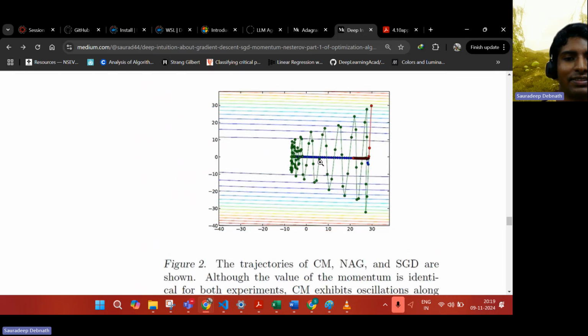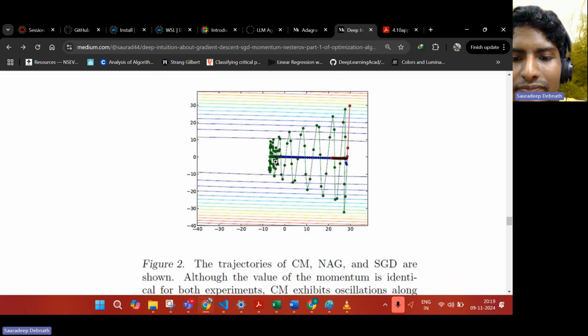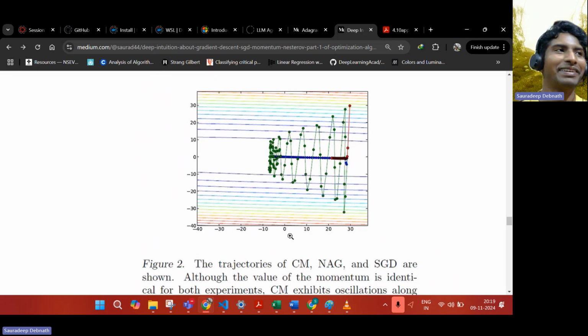So there are different versions of NAG added to other adaptive learning algorithms, and in general, it performs better than momentum being added to those algorithms. Now, we're coming to the last topic, as in motivating you, why do we need adaptive learning rate?